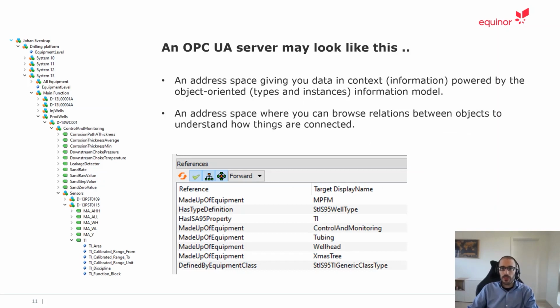So an OPC UA server can look like this. It can look like a very good structure where you have the equipment, you have the system where it belongs, you have attributes, you have a nice structure. So an address space that gives you data context information powered by an object-oriented types and instances information model. An address space where you can browse relations, you can find the connections between objects to understand how things are connected.